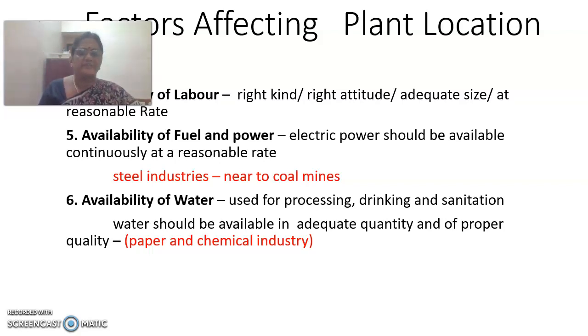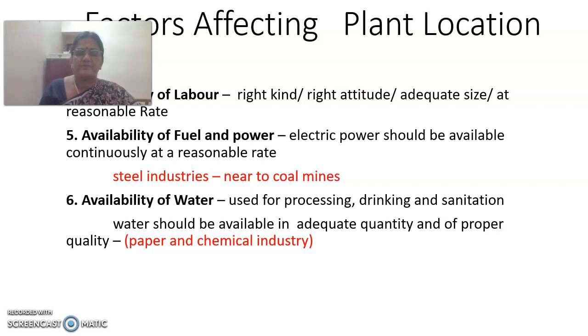The fifth factor is availability of fuel and power. Now most of the industries are running using electric power. Hence, electric power should be available continuously at a reasonable rate. And especially for the steel industries, the main fuel is coal, therefore they have to be located nearer to the coal mines.